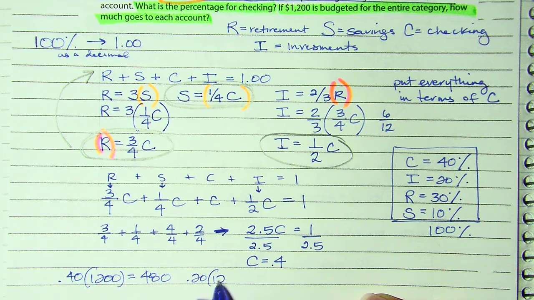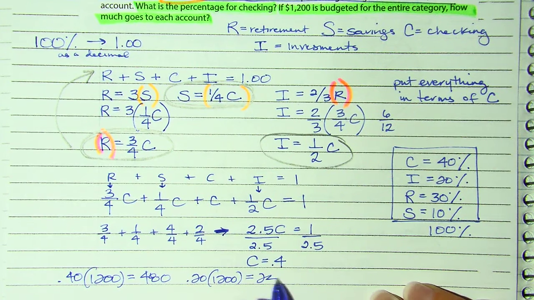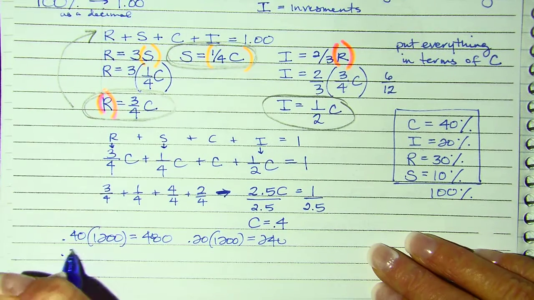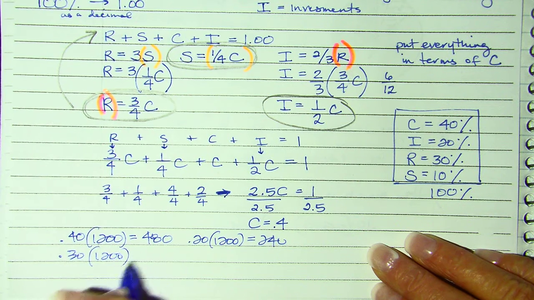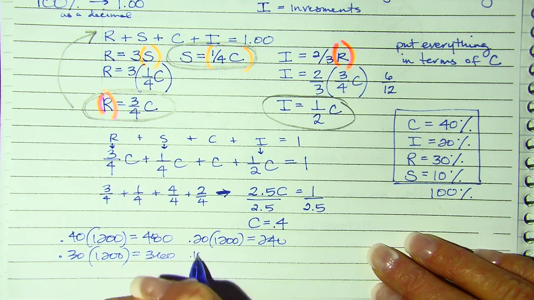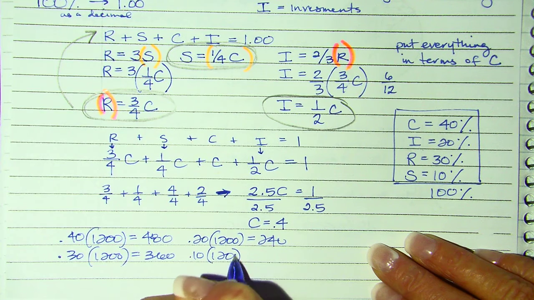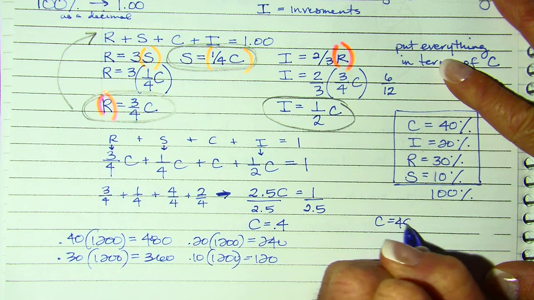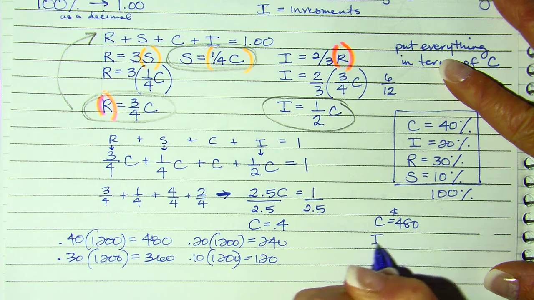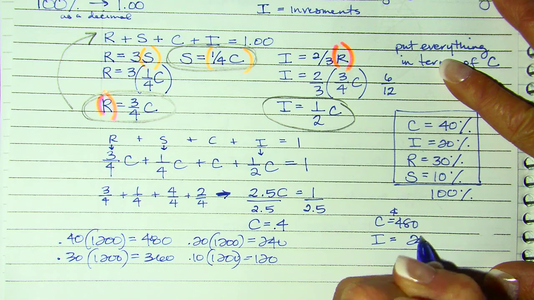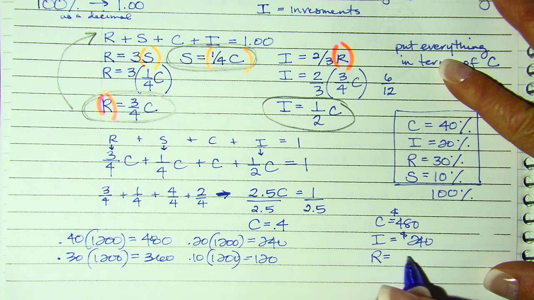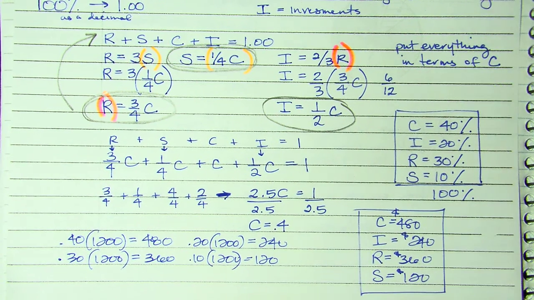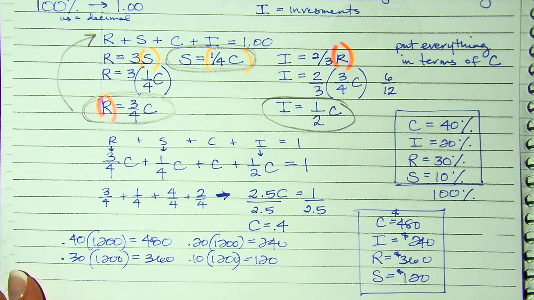20% of 1,200 would be half that, so $240. 30% of 1,200 would be $360. And 10% of 1,200 would be $120. So checking is $480. Investments is $240. Retirement is $360. And savings is $120. So that is the second part of my answer. And I know that's a lot, but it is in your homework.